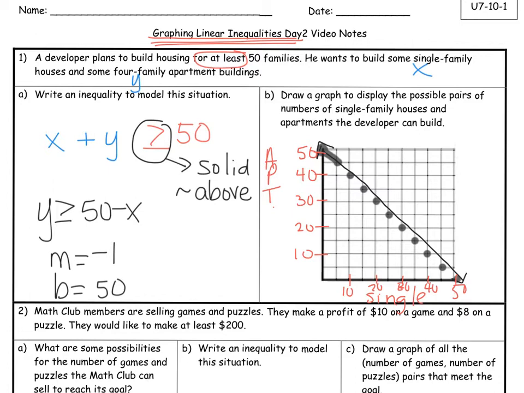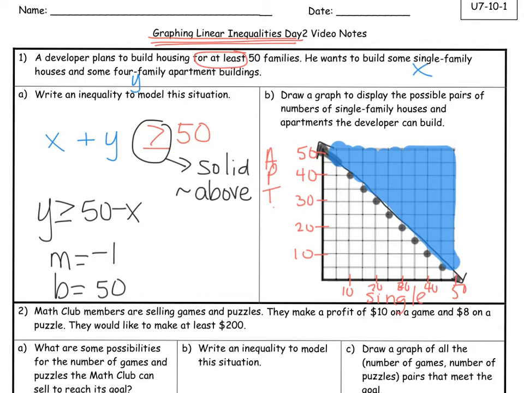We didn't shade, however, and since this is greater than or equal to, we are going to be shading everything that is above that boundary line. So that is everything over here. So all of my possible combinations of single-family and apartment buildings are in that blue shaded area.